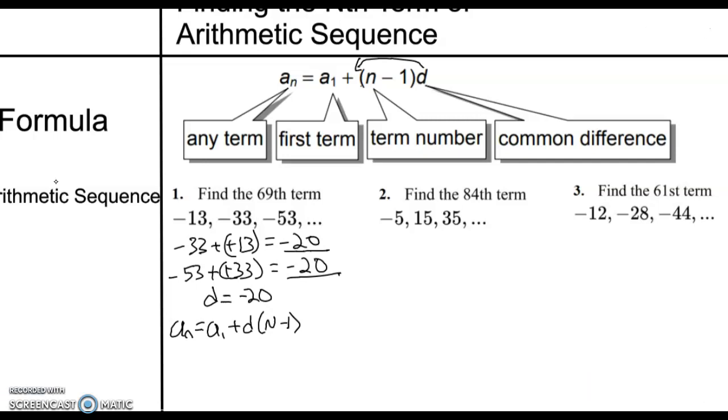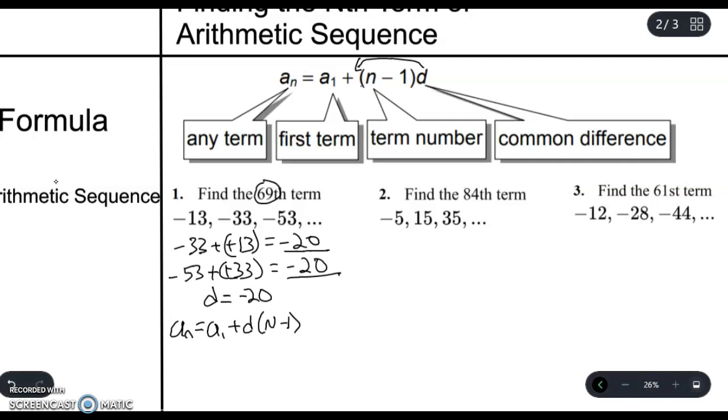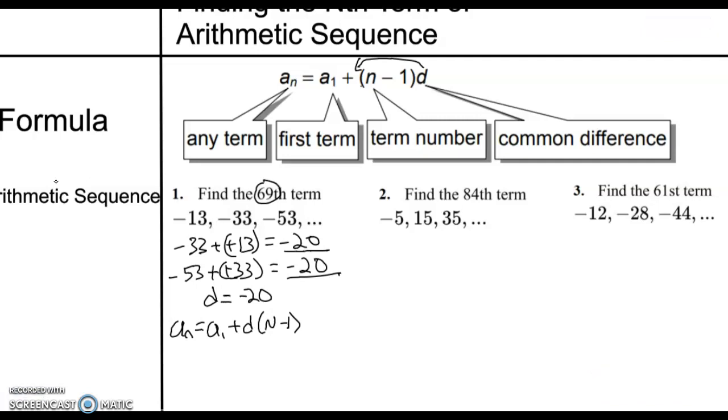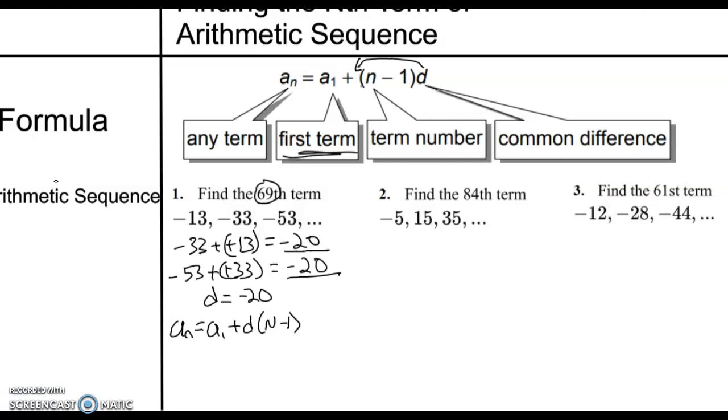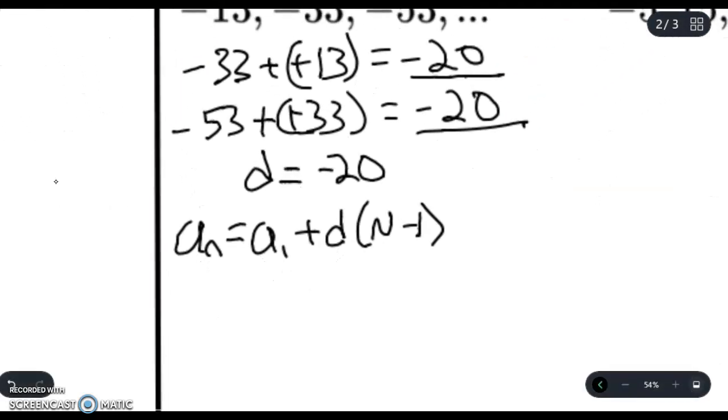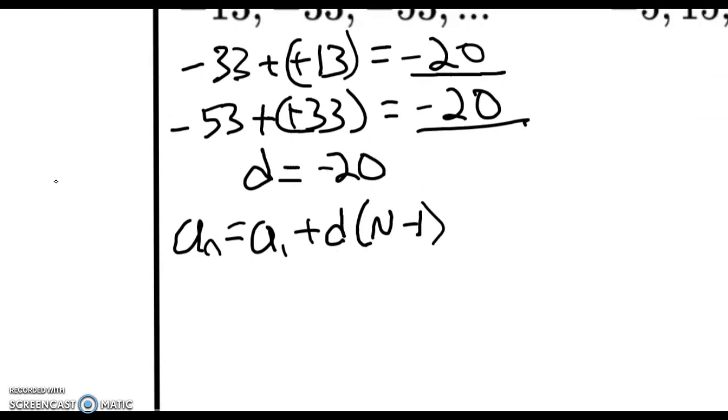So they want us to find the 69th term, so we're going to put 69 in for n, okay? When it says a sub 1, it just means the first term. So we're going to take the first term in the sequence and place that there. And D is the common difference, which we just found. So let's go ahead and plug all those things in and then solve it from there.